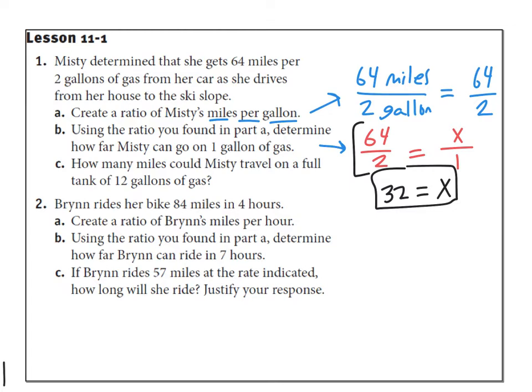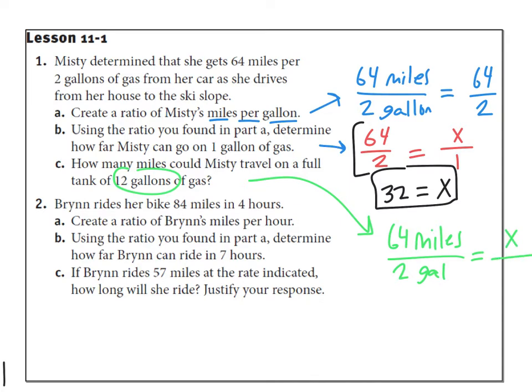And same thing with part C. How many miles could Misty travel on a full tank of 12 gallons? So let's set up our ratio. Again, we know 64 miles takes 2 gallons. And my question is, how many miles? So I'm going to put the x up there if we had 12 gallons. Let's just solve it like an equation.